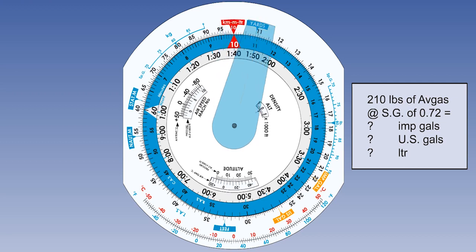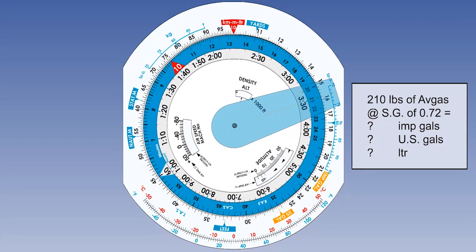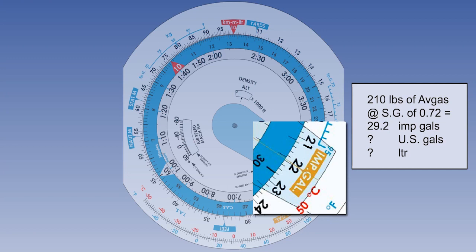Initially, place the cursor over the 0.72 position on the blue pounds SPG scale. Then rotate the inner scale to place 21, representing 210 pounds, under the cursor. Keeping the inner and outer scales in their same relative position, move the cursor over the orange imperial gallons index on the outer scale and read off 29.2 on the inner scale. Our rough working tells us that the answer will be 29.2 imperial gallons.